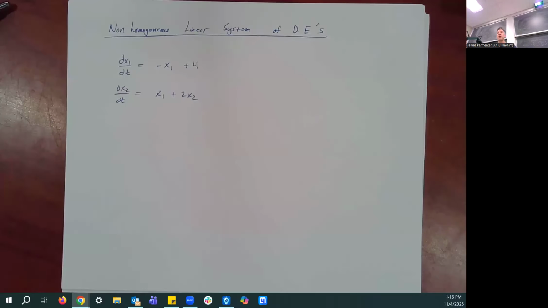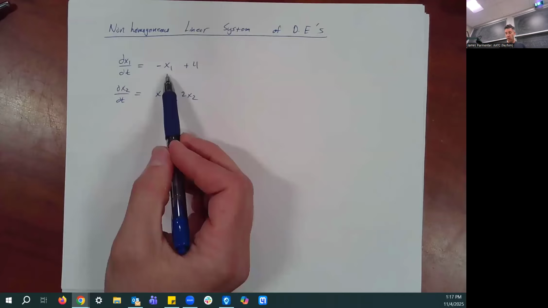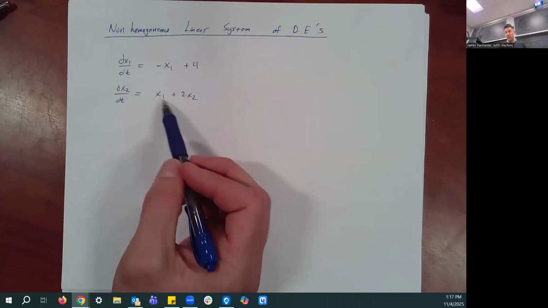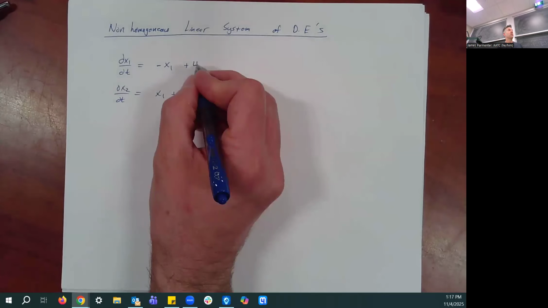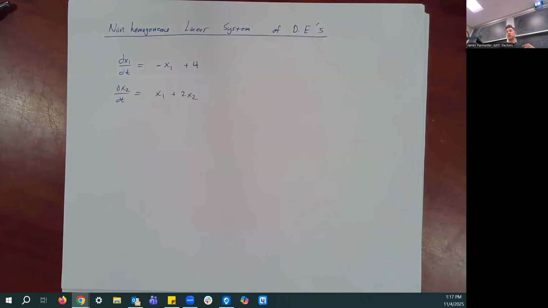So here's one way to think about whether or not something is homogeneous. If something is homogeneous, it usually means identically 0 is a solution. And that is not true here. If you set this whole thing equal to 0, 0, you don't get that x1 is 0 and x2 is 0. You get that x1 is 4 and x2 is, I think, negative 2. So 0, 0 isn't the solution that it typically would be.